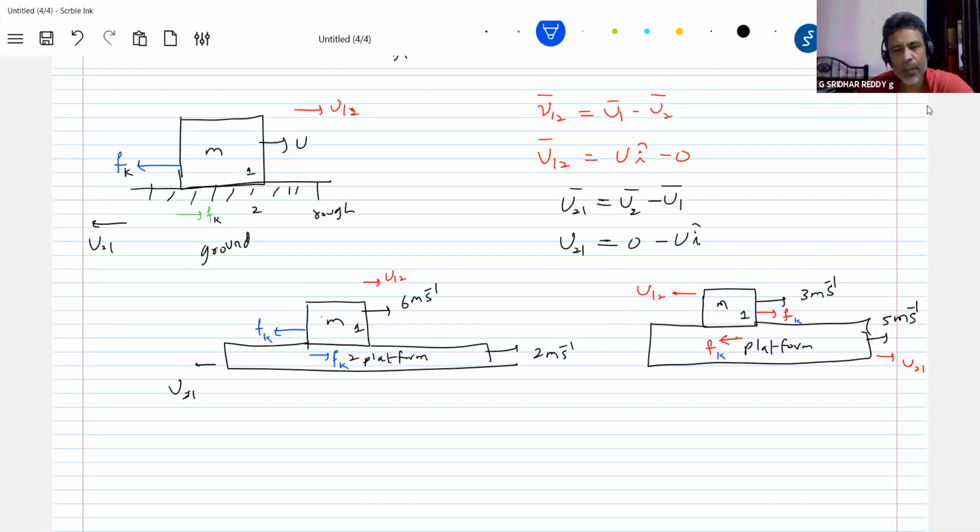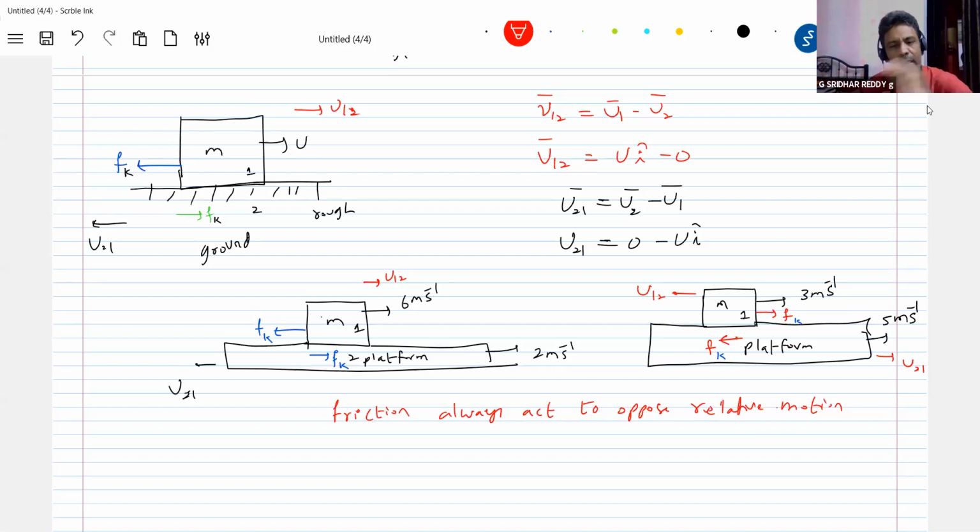So shall we put a statement? The friction will always act to oppose relative motion. So the statement: friction always acts to oppose relative motion. Friction always acts in a direction opposing the relative motion.